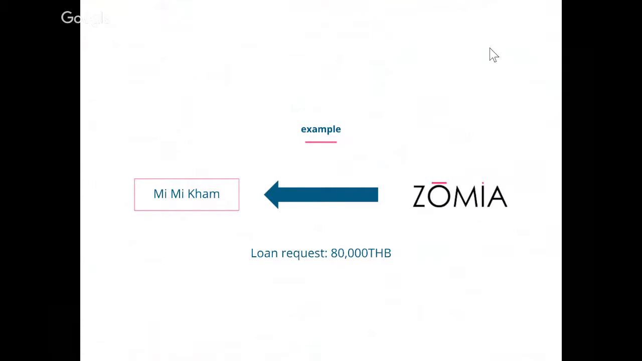So this is Mimi Kam, and she's from Myanmar, but she's studying in Thailand. Because she is in Thailand, it makes sense that she needs Thai baht. Her food, rent, transportation, everything that she does and spends money on in Thailand is in Thai baht. So that's what she receives from Zomia. Here you see Mimi receives 80,000 Thai baht from Zomia, which represents her loan for the year.